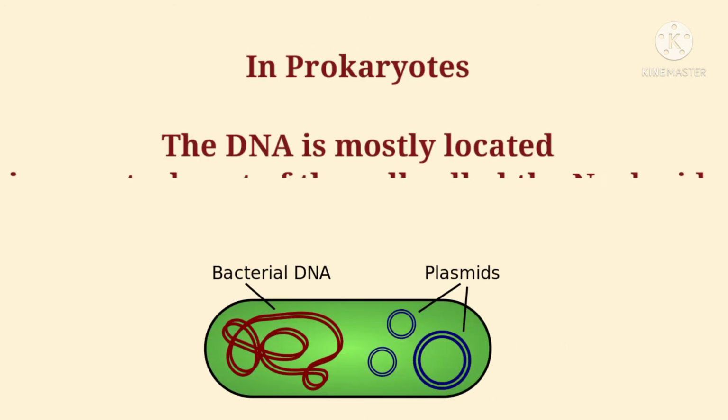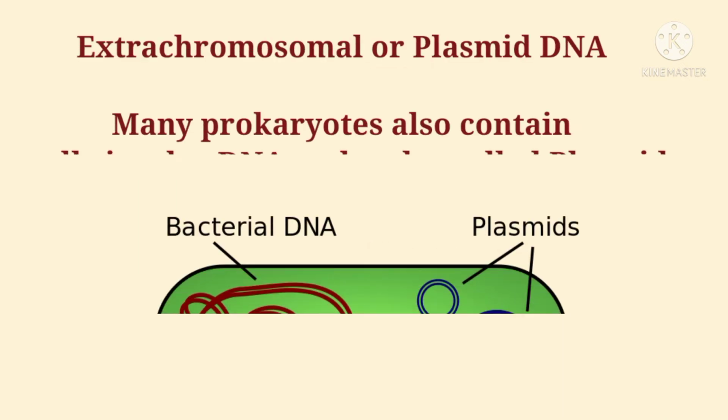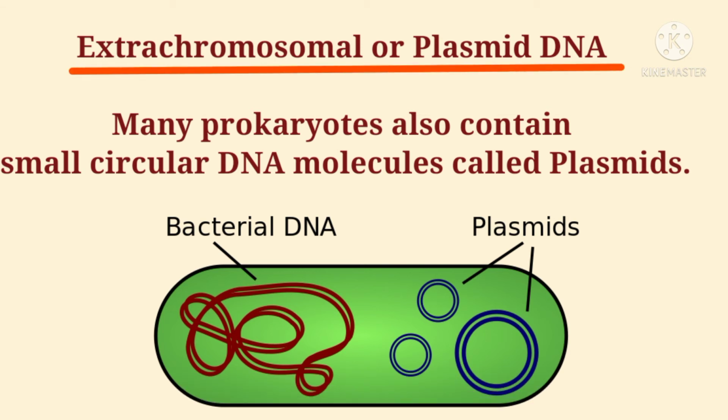In prokaryotes, the DNA is mostly located in a central part of the cell called the nucleoid. This DNA is known as chromosomal DNA. Many prokaryotes also contain small circular DNA molecules called plasmids.